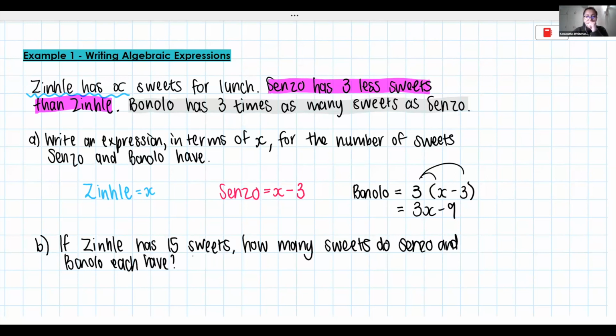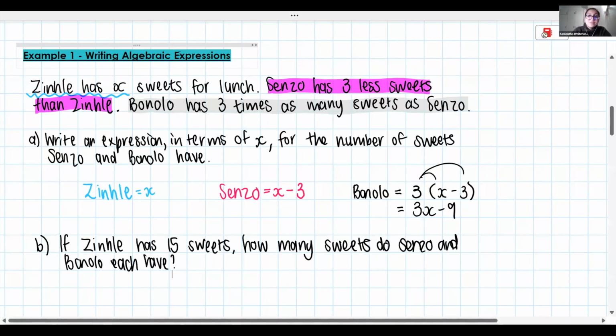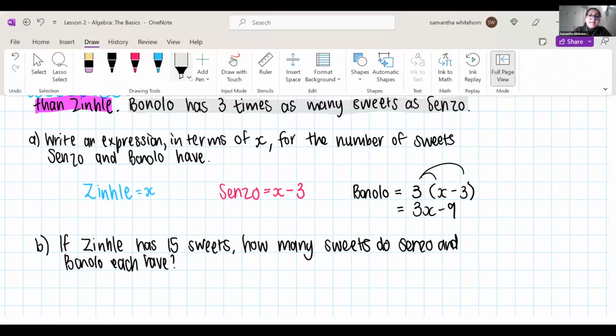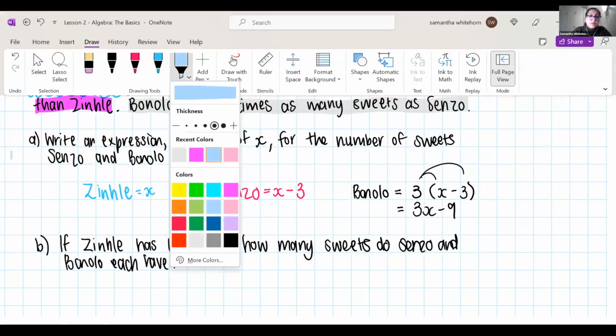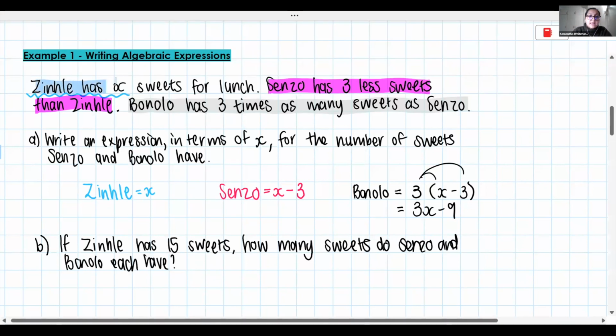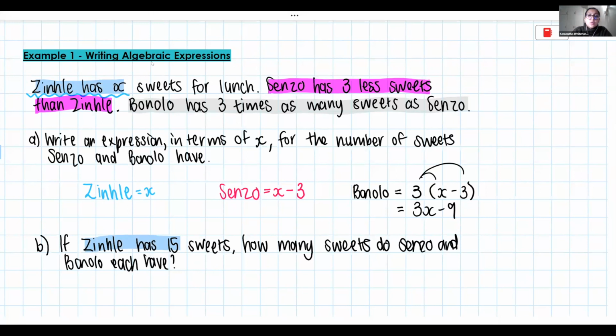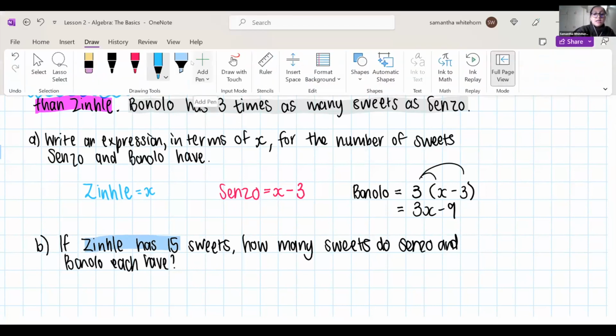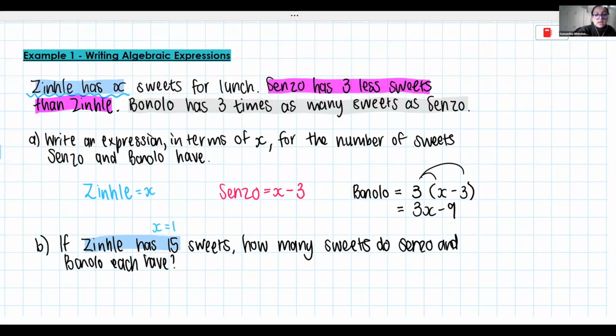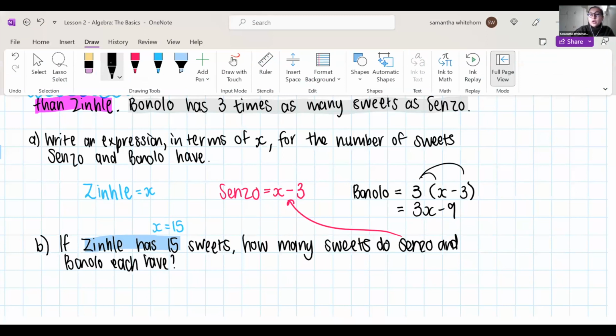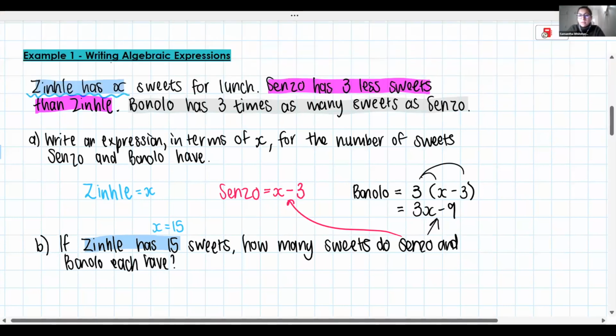All right, so what I'm doing here in the first type of question I could now ask you is I'm giving you a value. So remember, we said that Zintle has x sweets. I am now telling you Zintle has 15. So what I'm actually giving you here is the value of x. I'm telling you that x is equal to 15. Because we've got expressions for both Senzo and Bonolo in terms of x, we can very easily go and work out how many sweets each of them had.